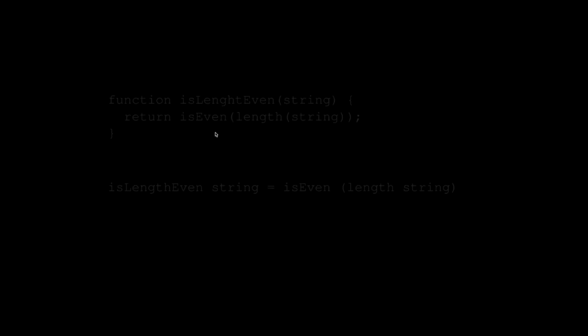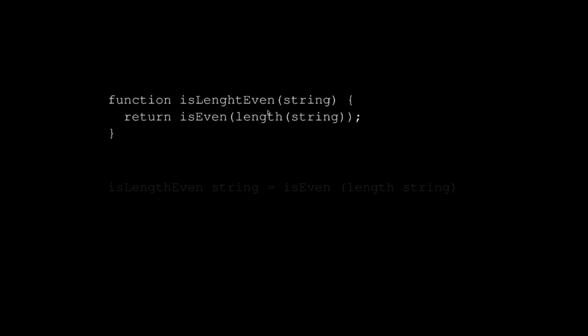Suppose that you want to have a function which says whether the length of its parameter, a textual string, is even. You would normally define it in JavaScript-like notation as function isLengthEven(string) { return isEven(length(string)) }. We could also write it down using a more Haskell-like notation: isLengthEven(string) = isEven(length(string)).